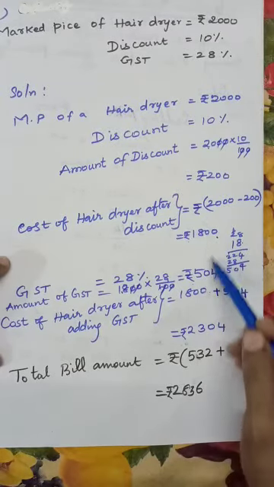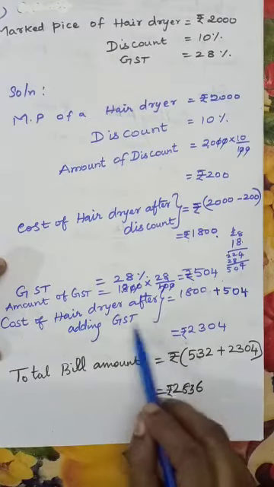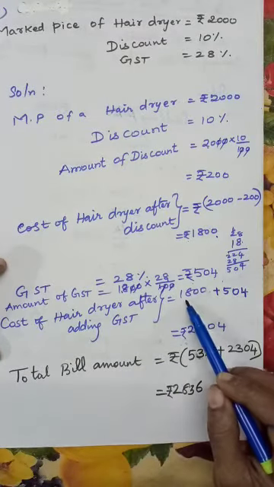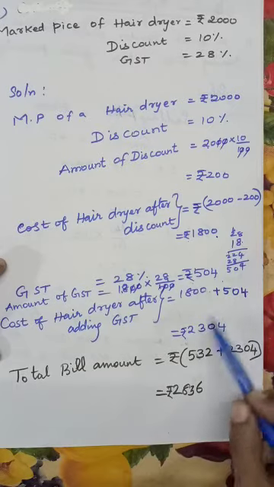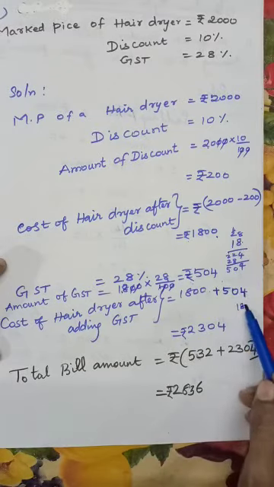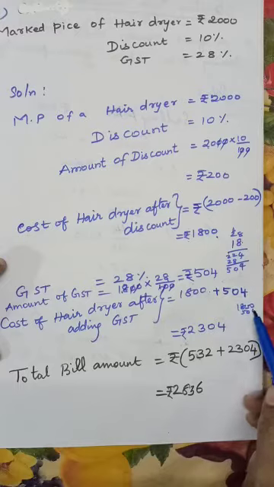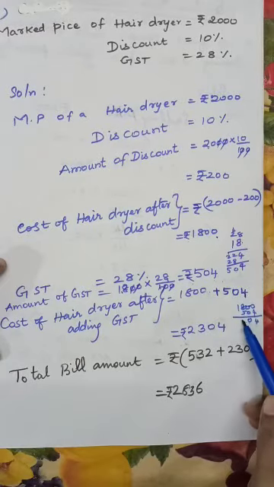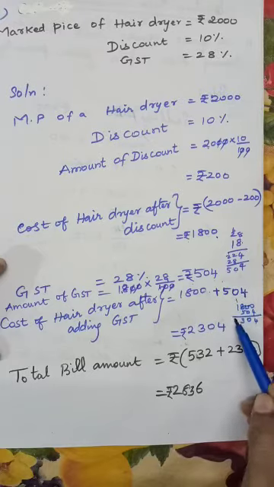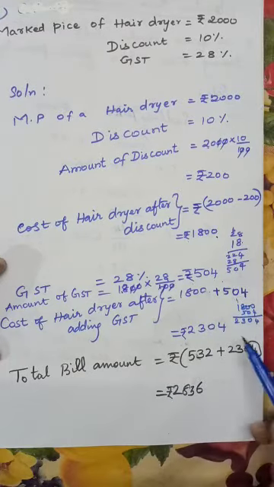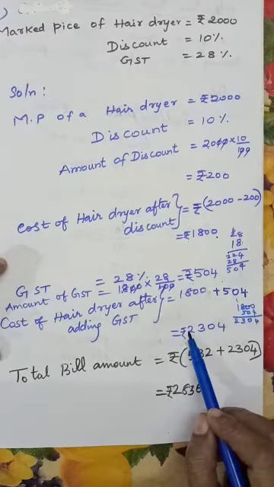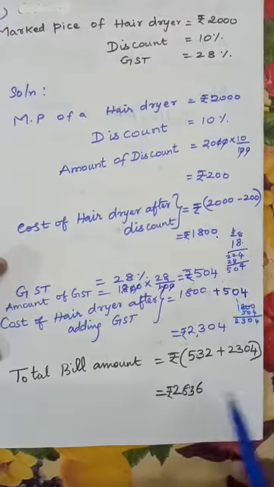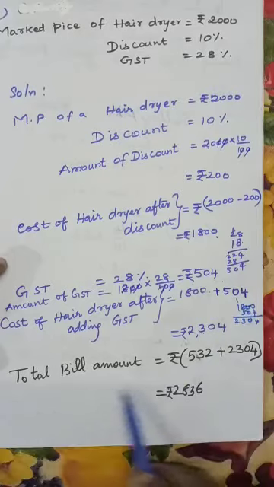Now you have to add both. The cost of hair dryer after adding GST is equal to 1800 plus 504. So you add 1800 and 504. Okay, 4, 0, 8 plus 5 is 13, 3, remainder 1. Now after GST, the cost of hair dryer is 2304 rupees. Okay.